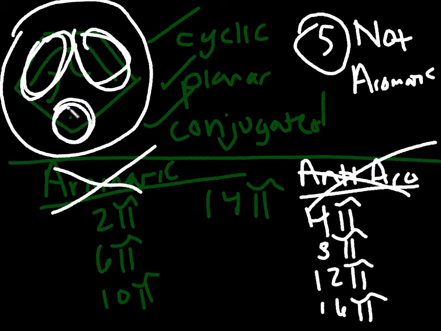Okay? Or there's another scenario, but it doesn't show up as much. If somewhere in the compound it is not sp2 hybridized, it will be not aromatic. So if you get an odd number of electrons, or there's somewhere in that compound where it isn't planar, meaning it is not sp2 hybridized, then it will be not aromatic.